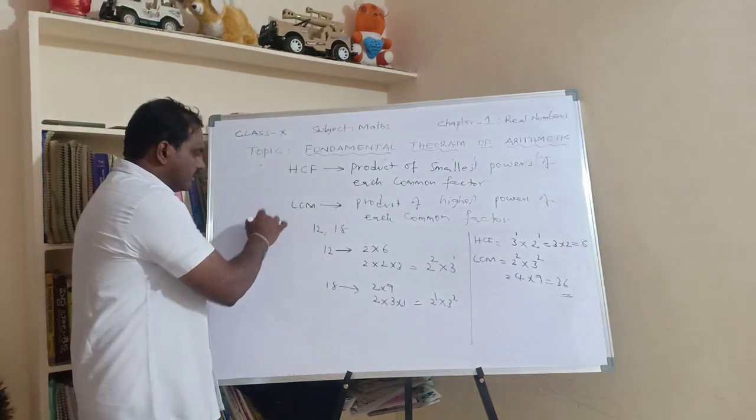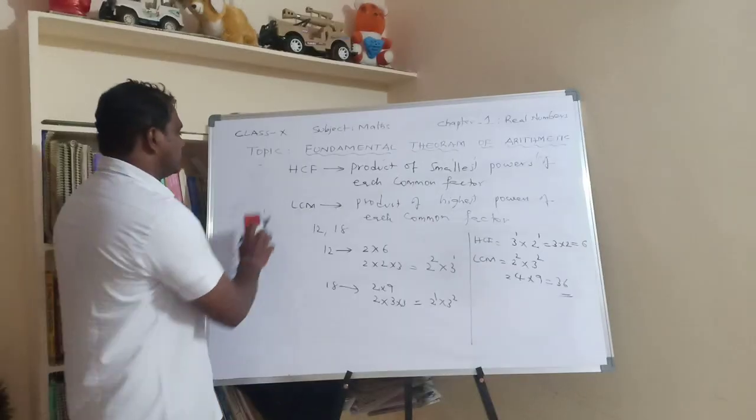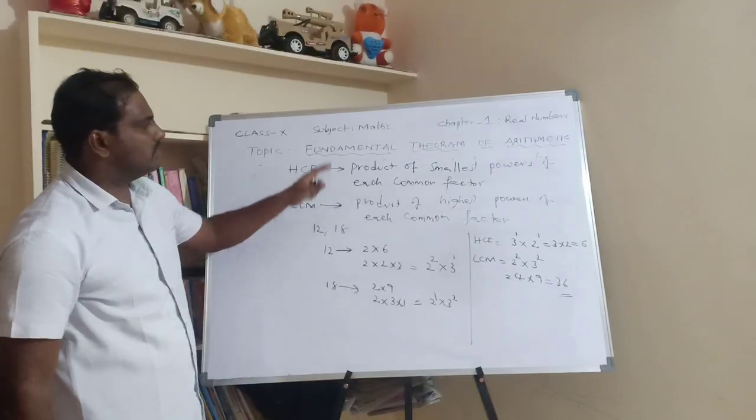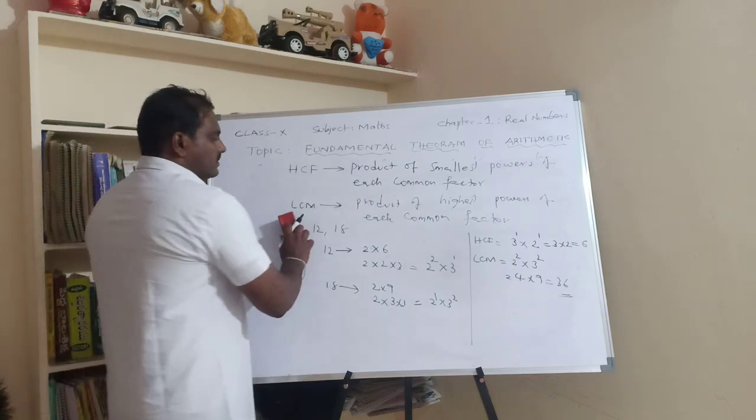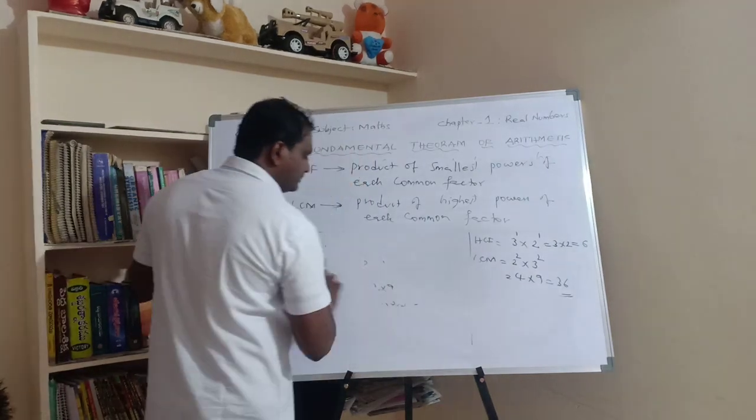So leave aside the normal methods you have learnt in the previous classes. In this class we have to check only with the product of prime numbers. Got it? Now we can go for one more example.